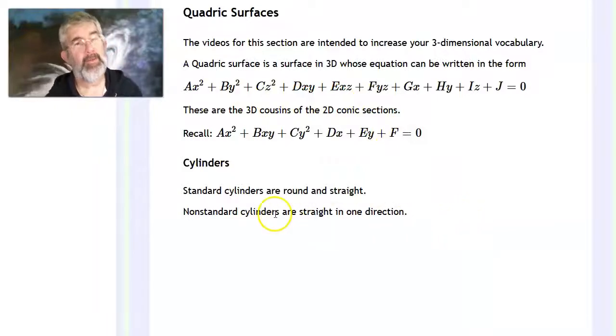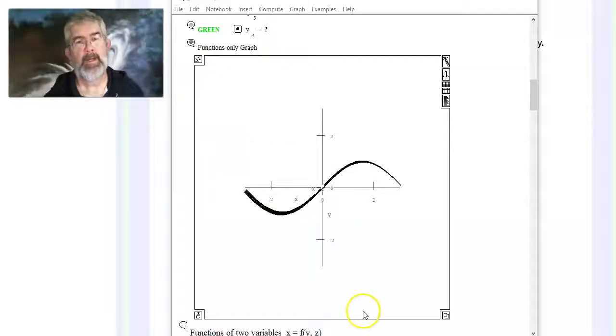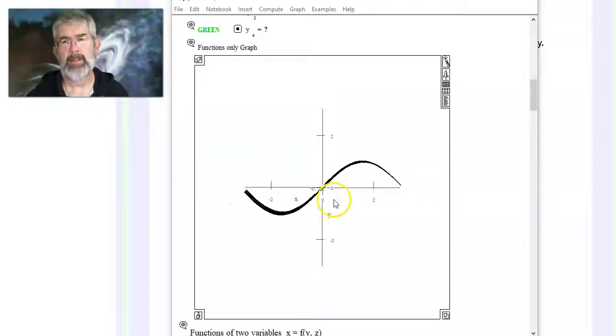But the notion of cylinder is even bigger than that. It's not just quadric surfaces can be cylinders. There's other things that can also be cylinders. So let's try another example. Here is y equals sine x. It's your standard sine curve. I'm only showing from minus pi to pi. Actually, it looks like minus 3 to 3, actually.